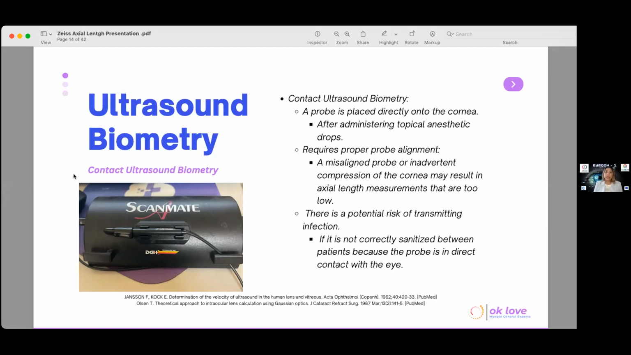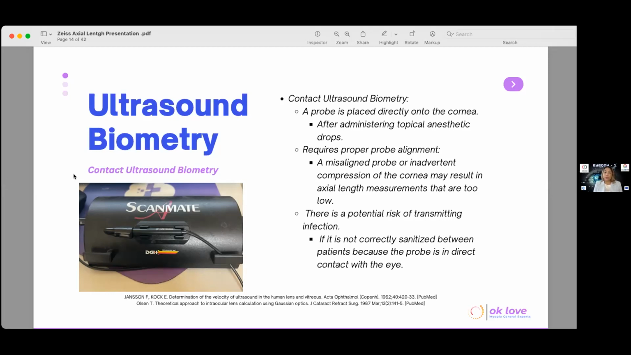So we want to get equipment that is easy to use, because we're working with very little children, and we also want to minimize the errors induced by the use of the instrument. When looking at ultrasound, if you have to choose between one or the other, I would say that immersion is safer and gives you more accurate results, because we are eliminating the compression factor to the cornea.